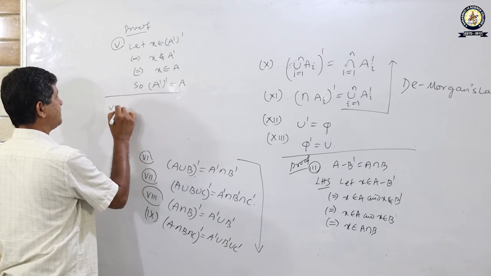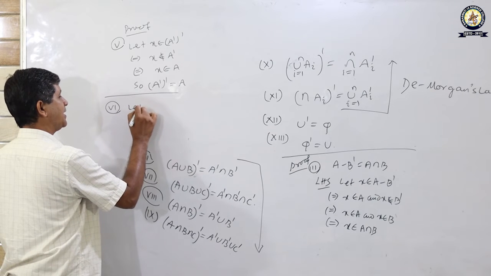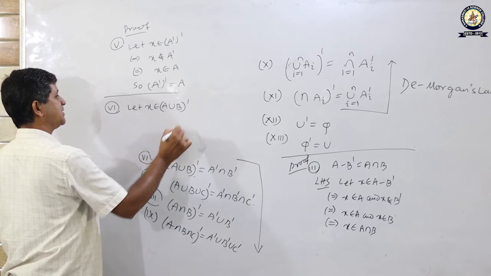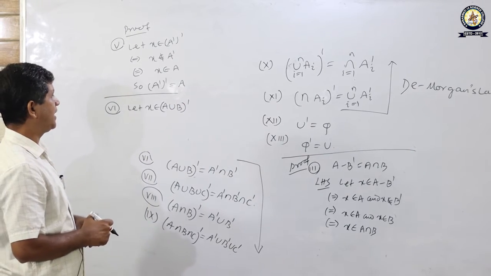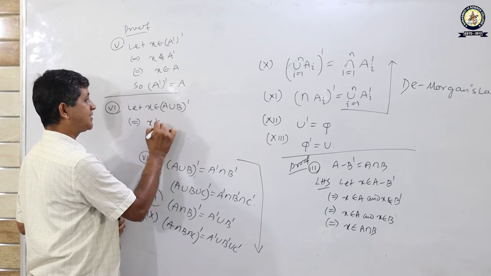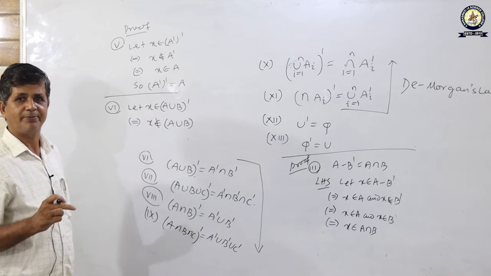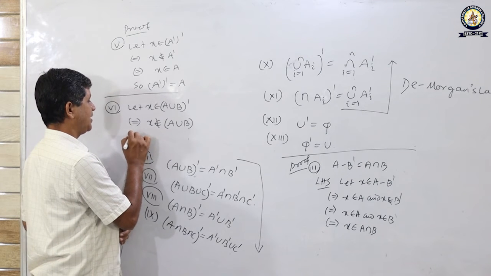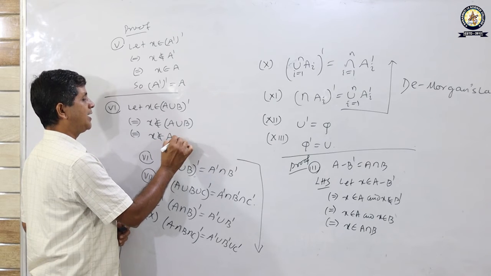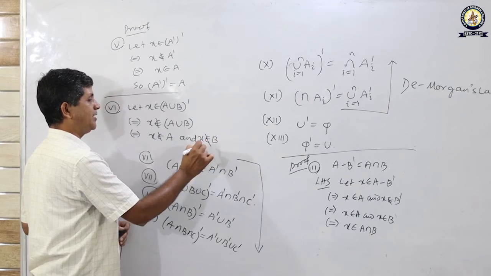Come to the next proof, the sixth bit, De Morgan's law, first bit. Let x belongs to A union B whole dash. This implies and is implied by x does not belong to A union B. This implies and is implied by x does not belong to A and x does not belong to B.